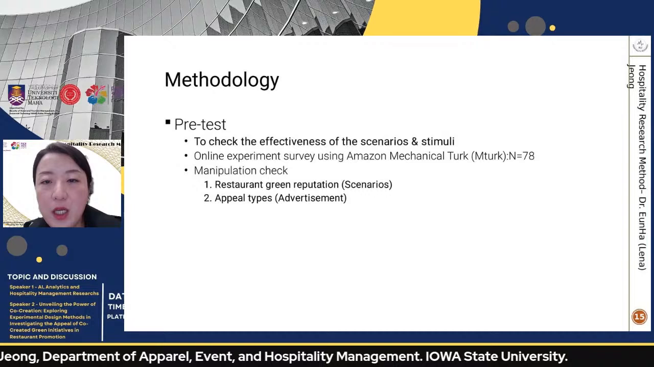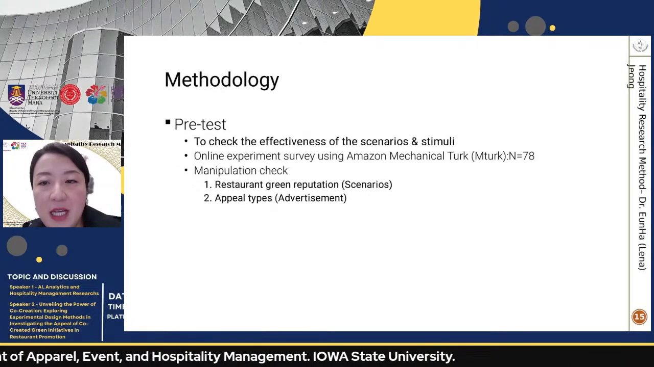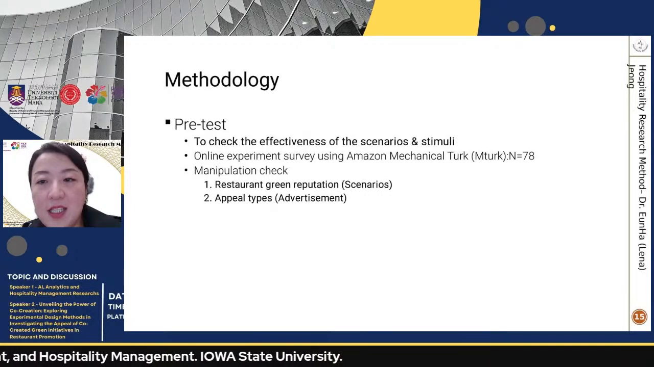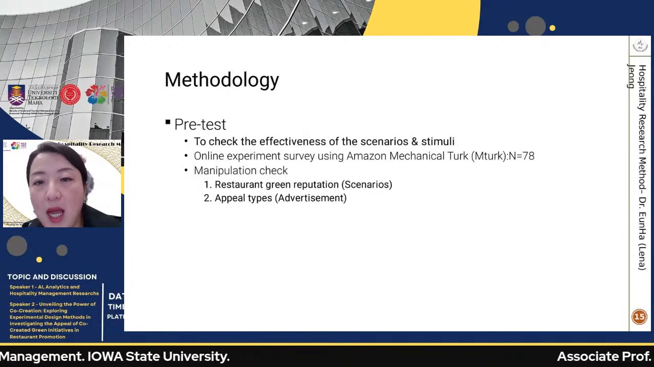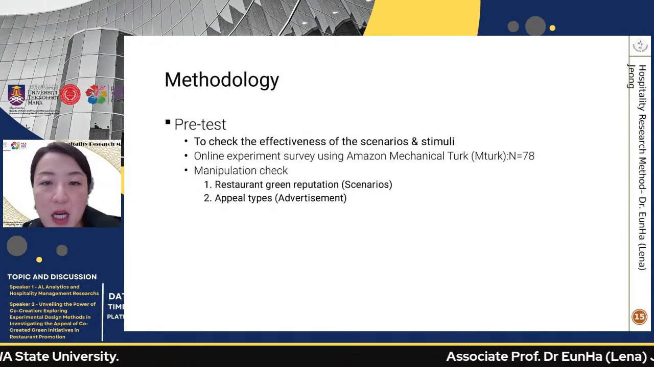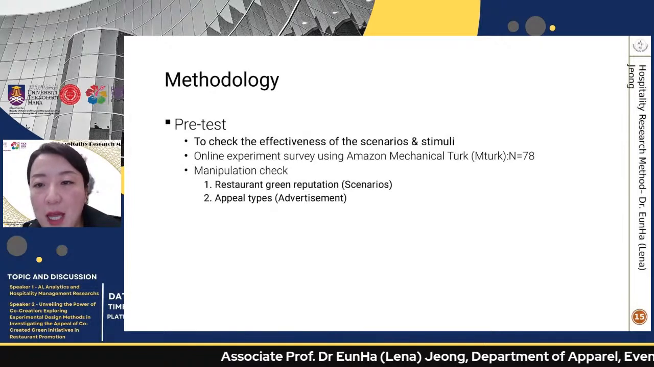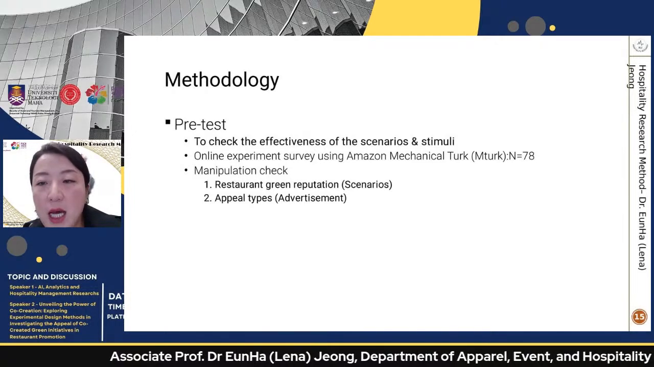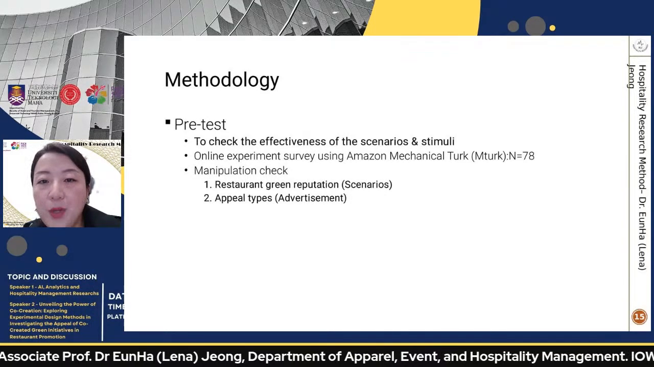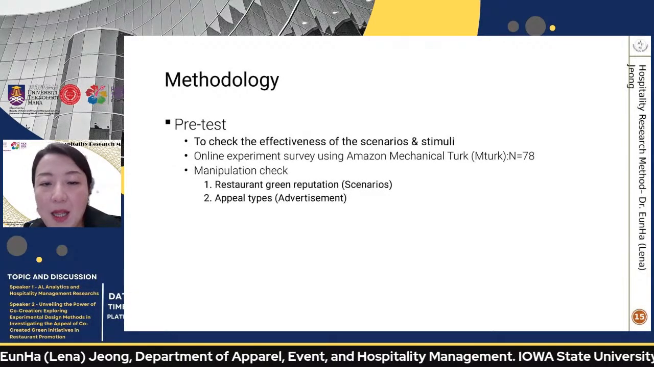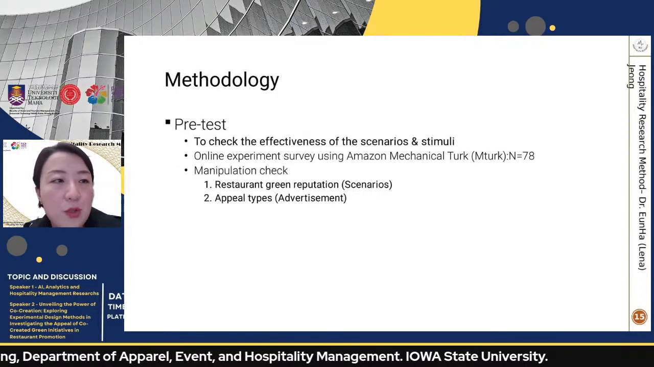So in order to check the effectiveness of this manipulated scenario and also the stimuli, we did conduct the pretest. We used an online experiment survey using Amazon MTurk. The sample size here for the pretest is 78.